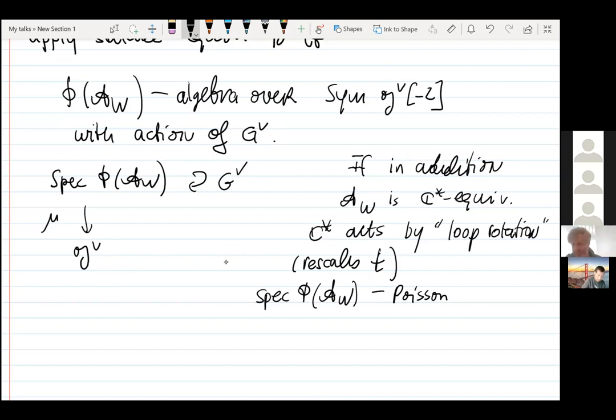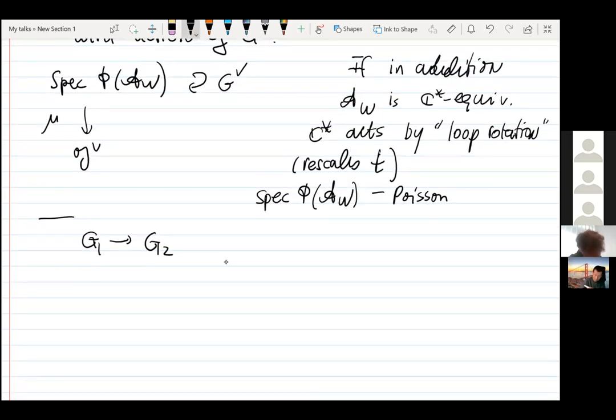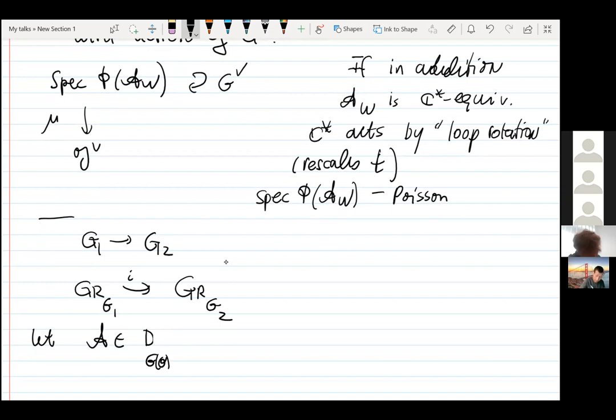So now the idea is, where can we produce ring objects from? It's easy to see the following thing. Suppose we have a homomorphism between two reductive algebraic groups, then we get a map, which we call I, between the affine Grassmannians. Now let A be in the derived category of G2-equivariant sheaves on the affine Grassmannian of G2, and be a ring object.